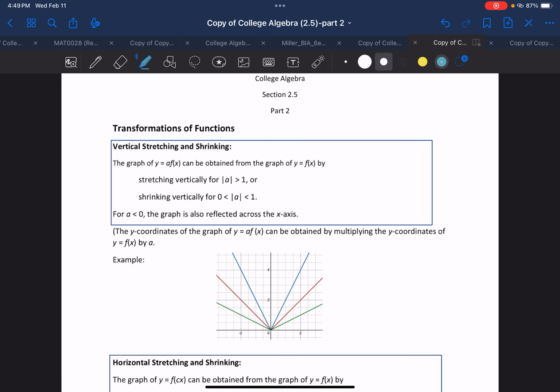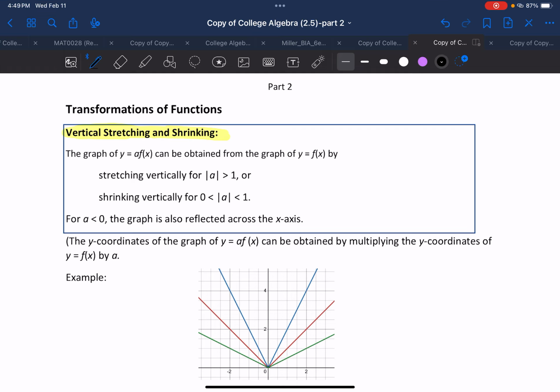So the next type of transformation, these are vertical stretching and shrinking. So you don't have to worry about these for the exam. Everything prior to this one, you will have to worry about for the exam, but these stretching and shrinking ones, they won't be on your exam.